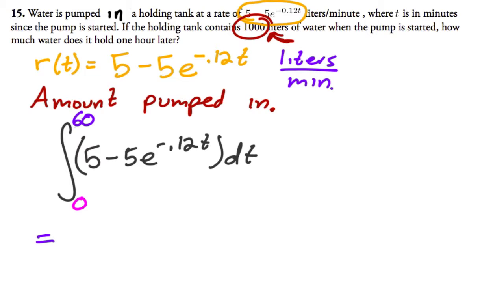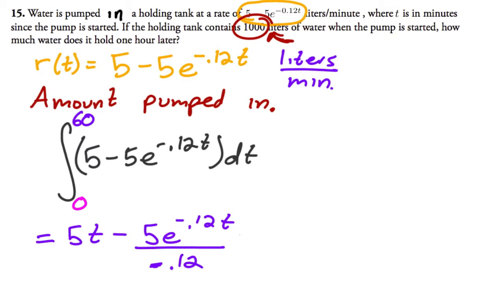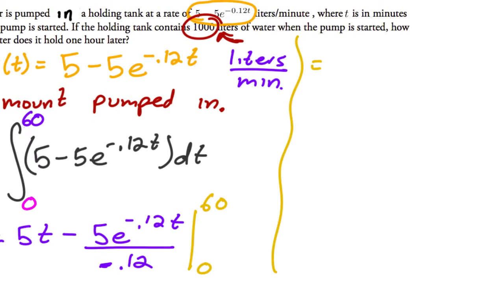Okay. And so then you find the antiderivative, fundamental theorem of calculus. This would be 5t minus 5e to the negative 0.12t over negative 0.12, and you evaluate this from 0 to 60. If you plug this in, this is going to be 5 times 60 minus 5e to the negative 0.12 times 60 over negative 0.12.